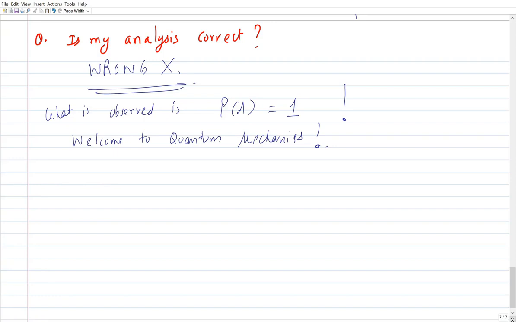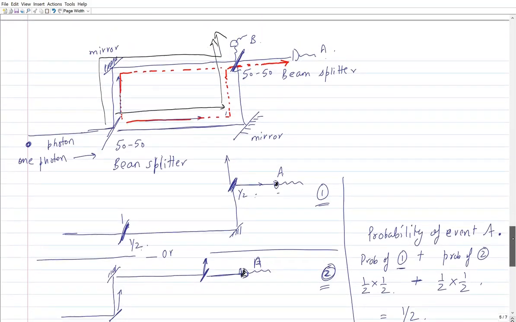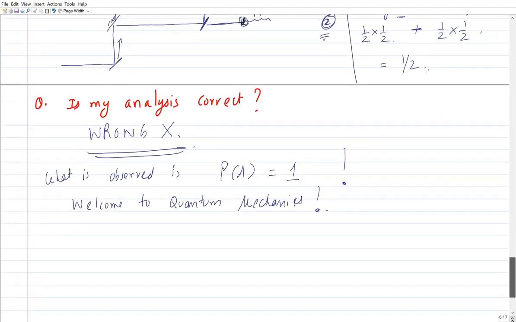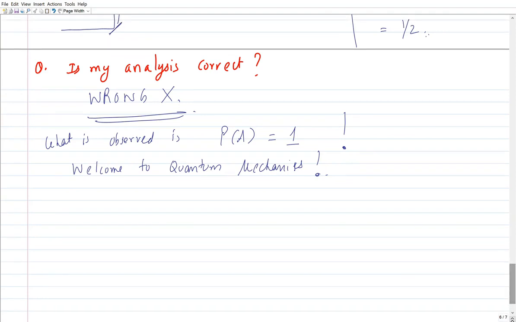So if you are baffled by it, there was nothing wrong in calculating the probabilities. We just used the rules of probability. We just had an event, either it could occur one way or the other way. We just added the probabilities and got half as the answer. But the beauty is in the experiments. When we do this experiment, the probability of detection at A is 1. So think what went wrong.